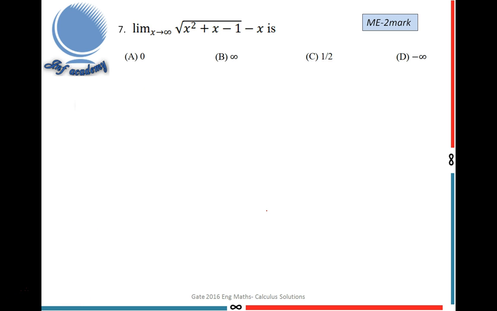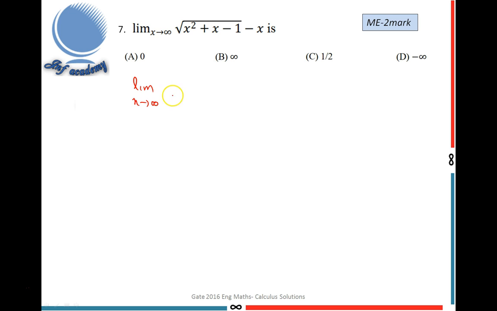Seventh problem. Limit x tends to infinity, root of x square plus x minus 1 minus x is what? This question is from the ME department. It has 2 marks. First, this is a limit as x tends to infinity, so I take the highest power of x in the numerator and denominator. Here the denominator is not available, so I take the highest power of x in the numerator.